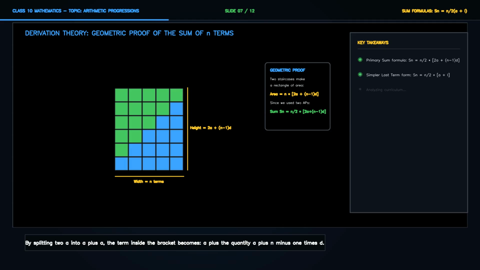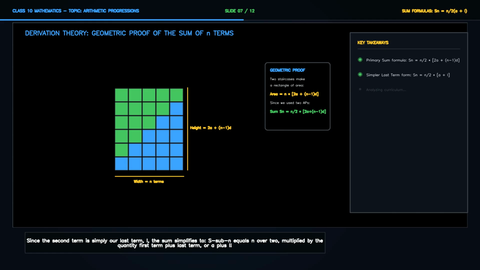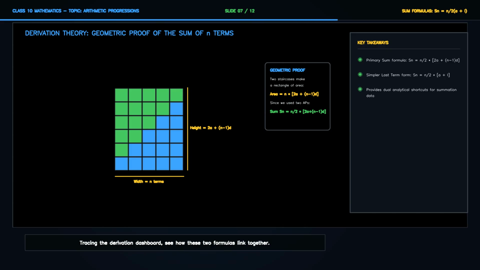By splitting 2a into a plus a, the term inside the bracket becomes a plus the quantity a plus n-1 times d. Since the second term is simply our last term, L, the sum simplifies to S sub n equals n over 2, multiplied by the quantity first term plus last term, or a plus L.